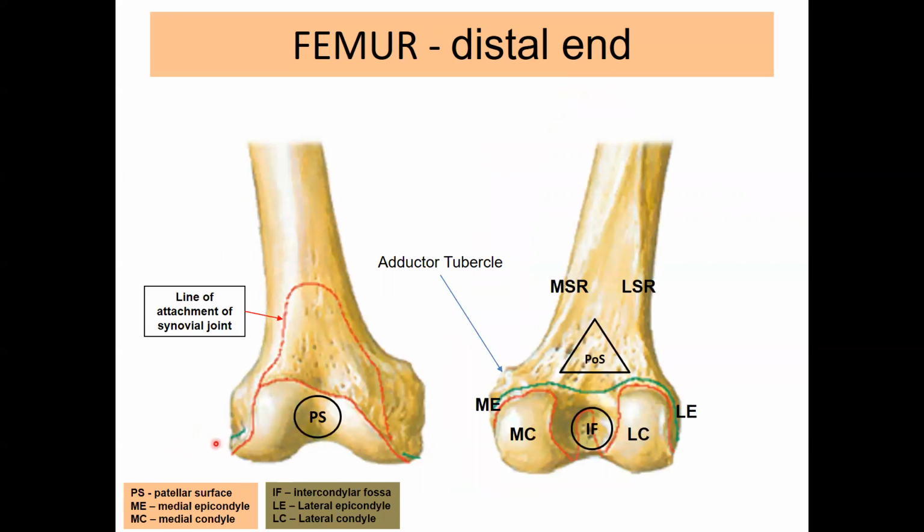Looking at this, this is anterior and this is posterior. The red line is the line for attachment of the synovial joint. Synovial joint of what joint do you think? It is obviously the knee joint. So the synovial membrane of the knee joint is attached here.